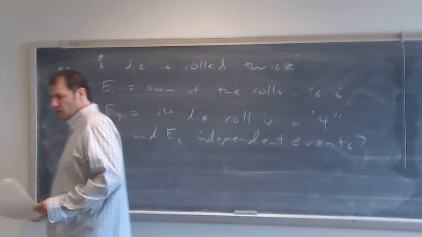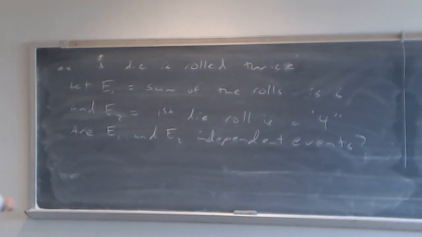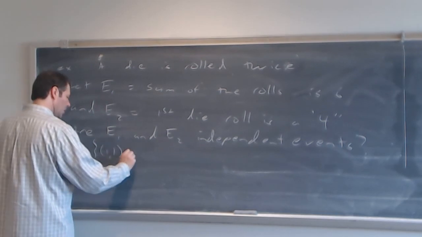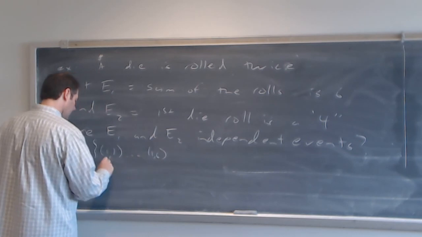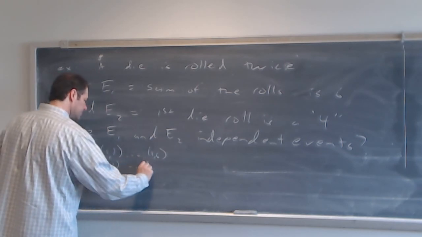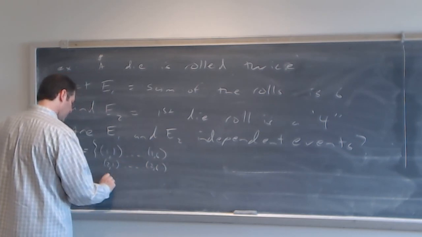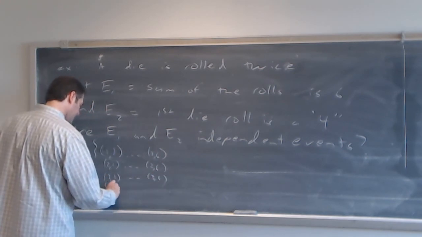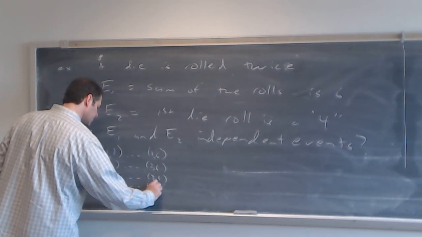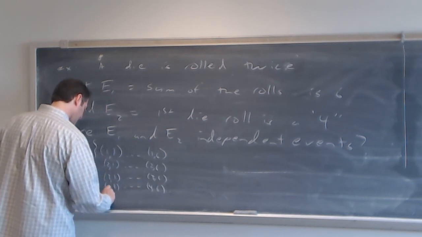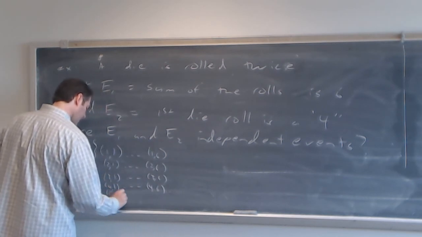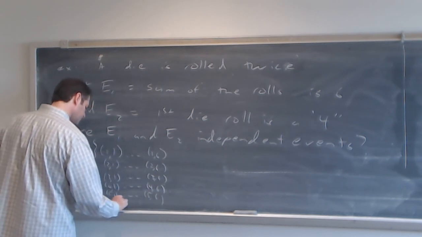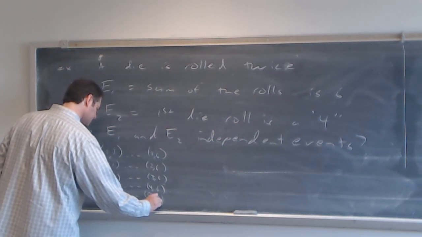Okay. So just as a quick reminder, the sample space would look something like 1,1 all the way up to 1,6. 2,1 all the way up to 2,6. 3,1 all the way up to 3,6. 4,1 all the way up to 4,6. 5,1 all the way up to 5,6. And 6,1 all the way up to 6,6.